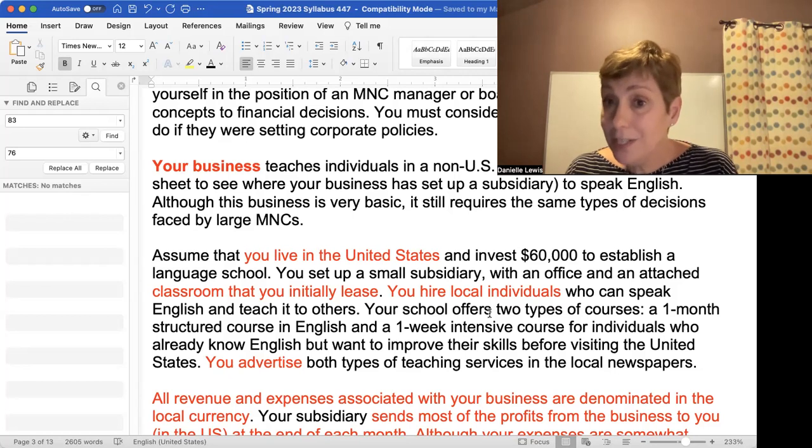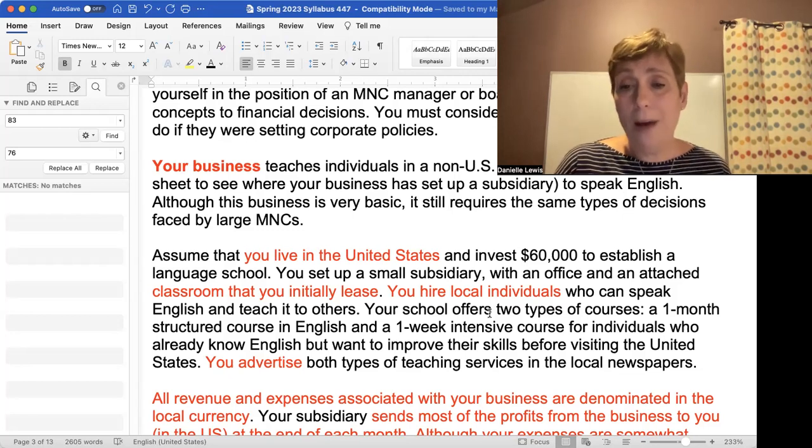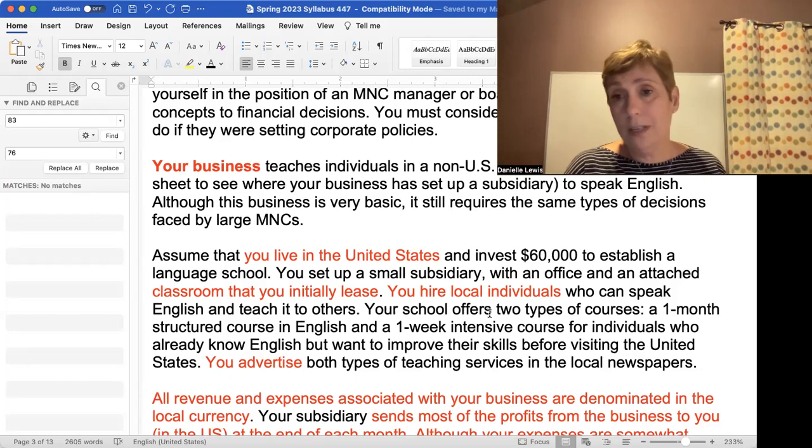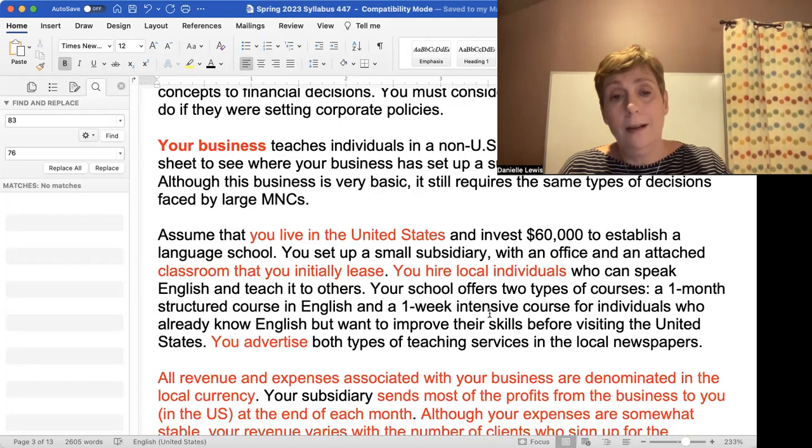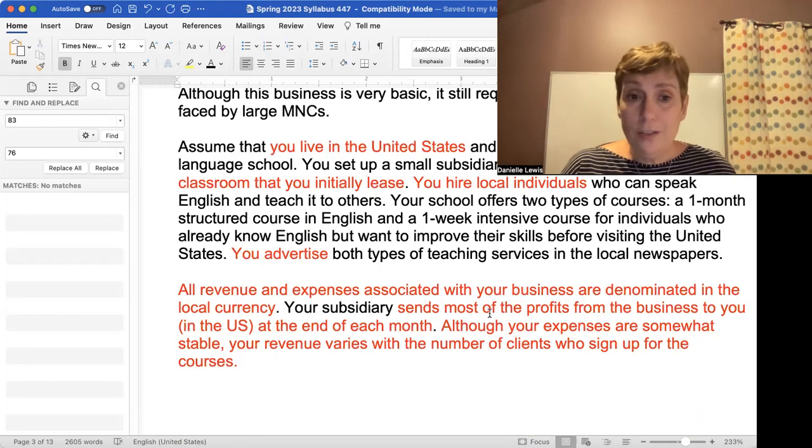You're going to have some expenses, of course. You're going to be paying those teachers in the local currency, but you're also going to be advertising. So that will be in the local newspapers and will be in the local currency. All the revenues and expenses associated with your business are going to be in the local currency, so foreign exchange.